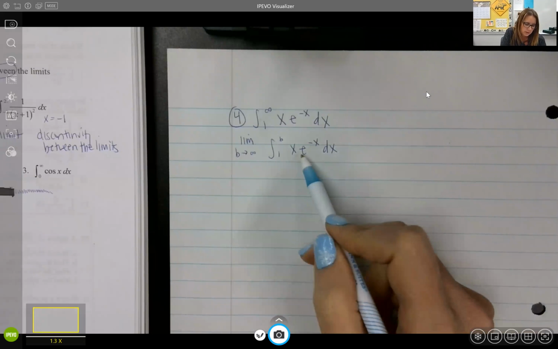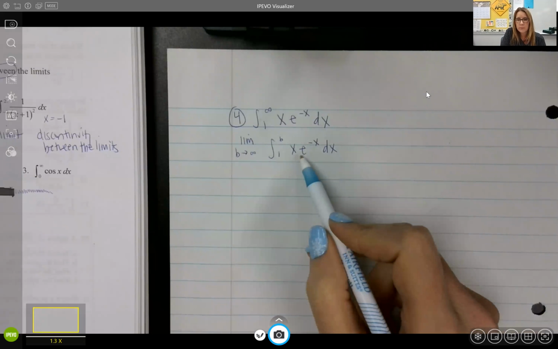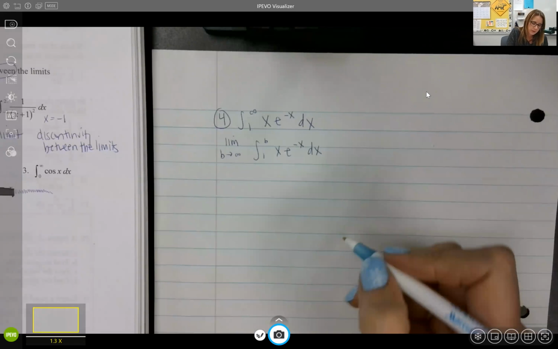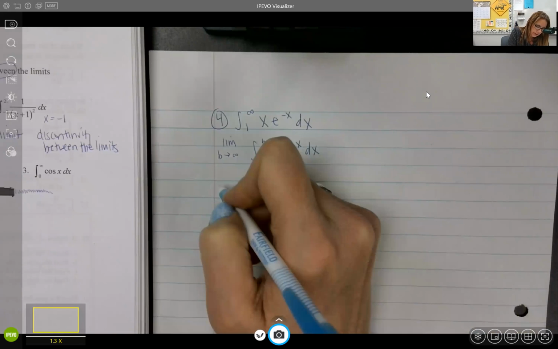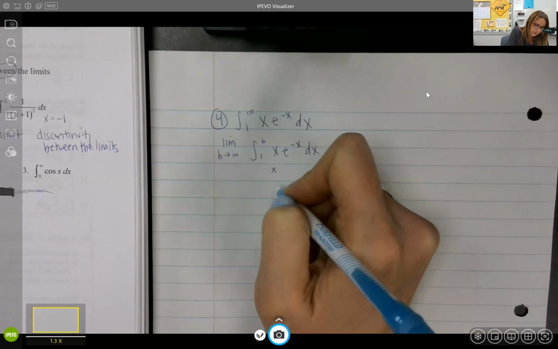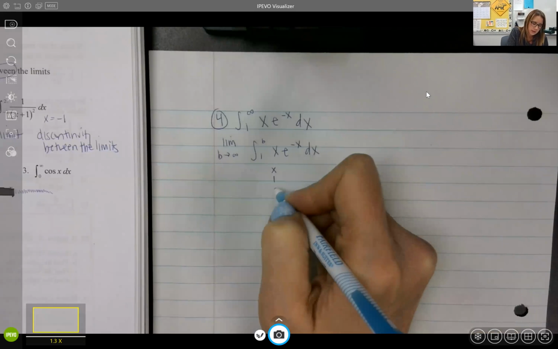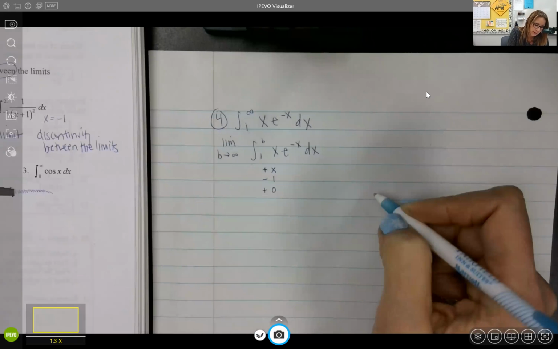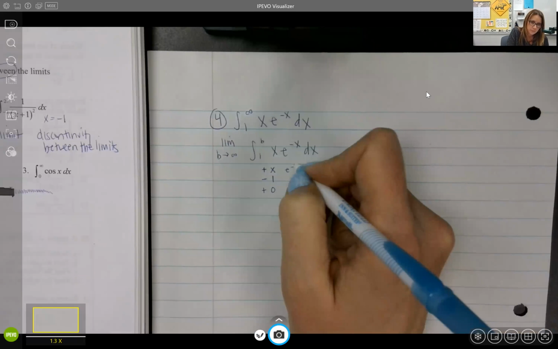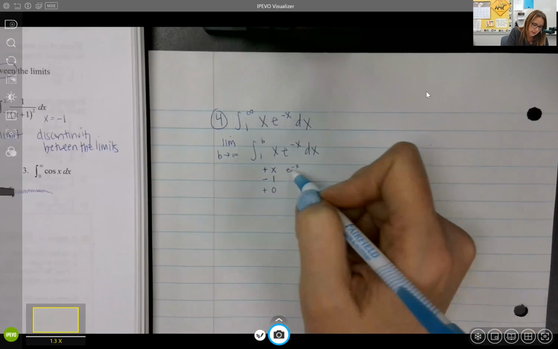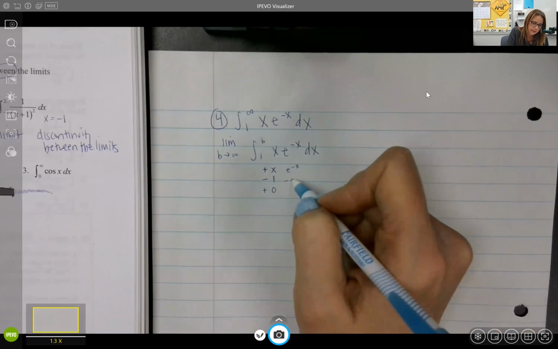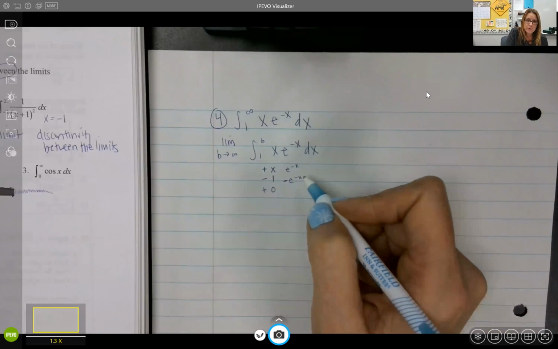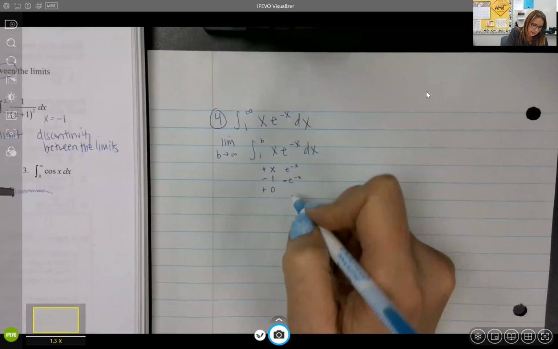And we know that we can do this using tabular or we can do integration by parts. I'm going to show you both ways so that you can see the notation for both, okay? So if I do tabular, I'm going to have an x, and the derivative of x is 1, and the derivative of 1 is 0, and then my sign starts at a positive, goes to a negative, and a positive, okay? And then e to the negative x, the integral of e to the negative x is negative e to the negative x. The integral of negative e to the negative x is again negative, but it's already negative, so this one's going to be positive e to the negative x.